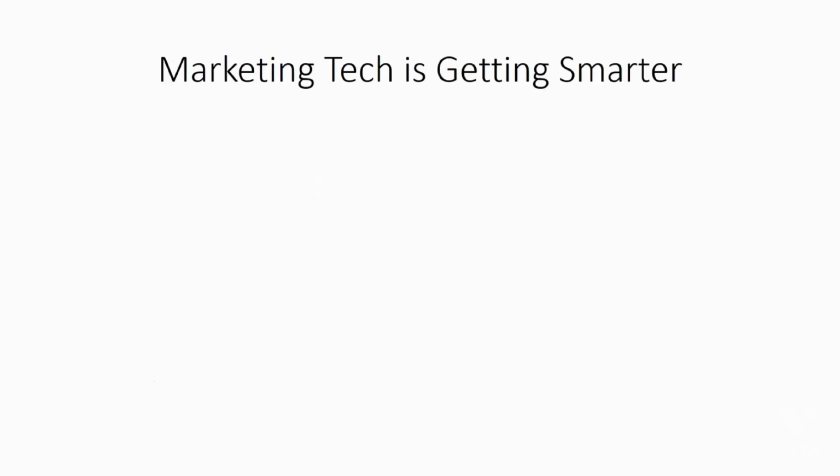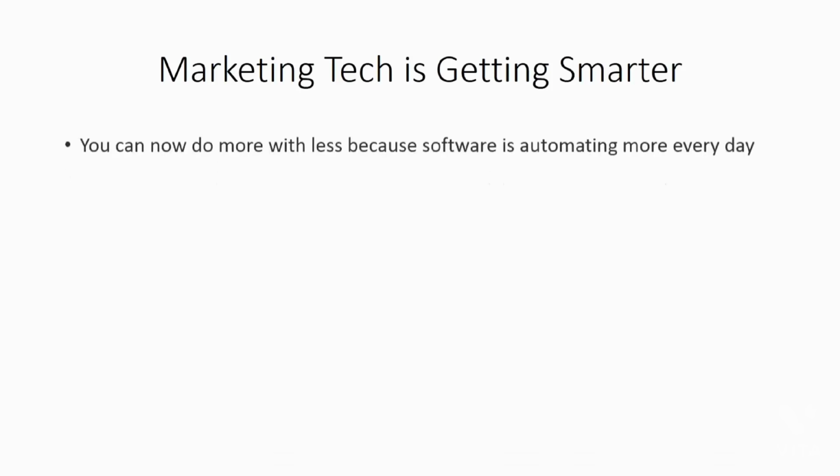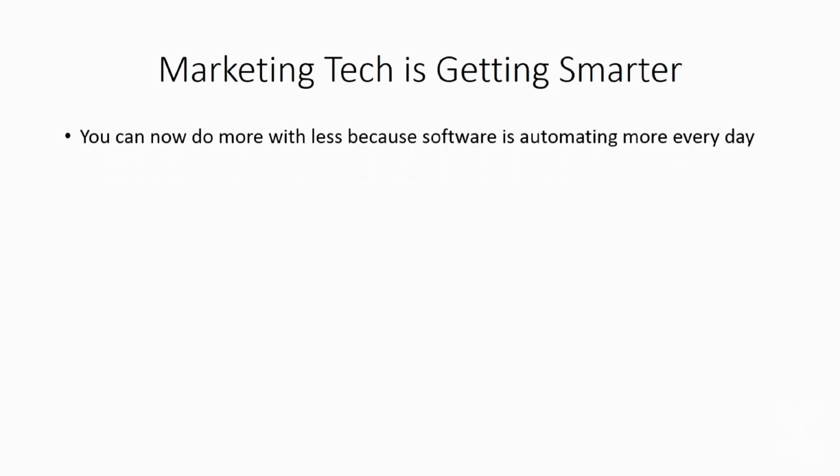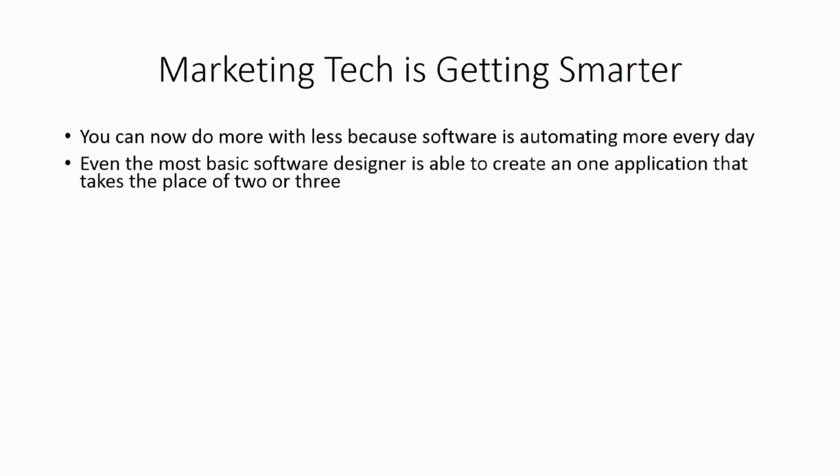And one of the things that you probably realize is that marketing technology, whether you are an online marketer or a brick and mortar business owner, is now getting smarter every single day. I mean, you can now do more with less because software is automating more of what we do, right? Even the most basic software designer is now able to create one application that takes the place of 2 or 3 that used to do the same job. How many of you all have found that?